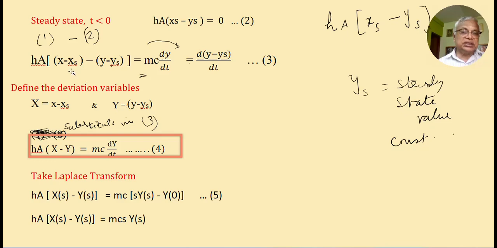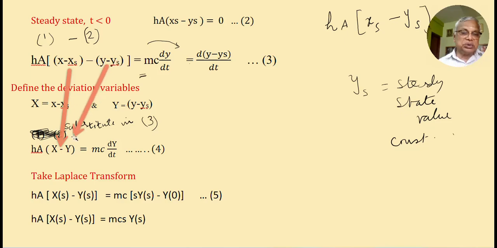So for x minus xs, I substituted capital X. For y minus ys, I substituted capital Y. And similarly here, d of (y minus ys) is d capital Y by dt. So we have got a first order linear ordinary differential equation. This equation is a first order linear ordinary differential equation.